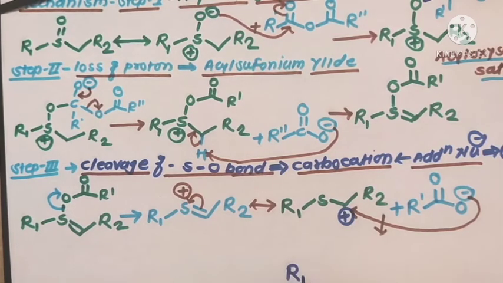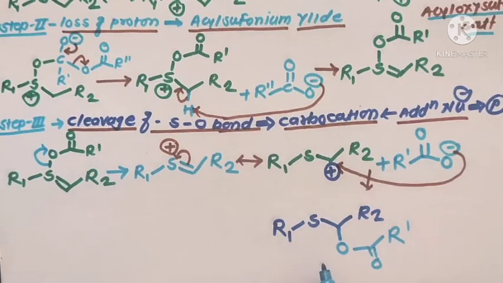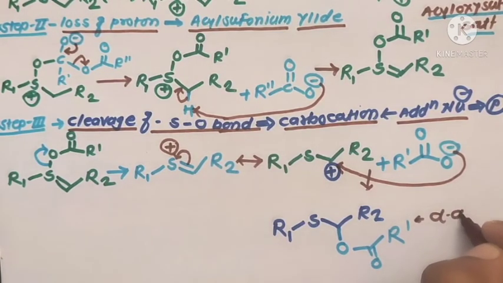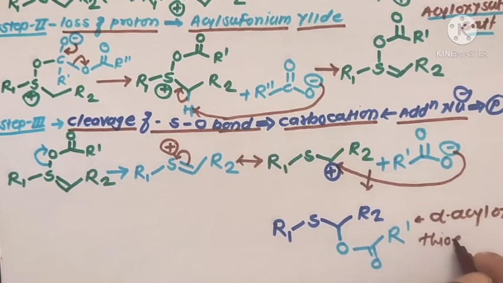Here that is R1 S, R2, with the newly bonded group, O, C double bond O R. This is the formation of the final product of this reaction, that is the alpha acyloxy thioether compound.